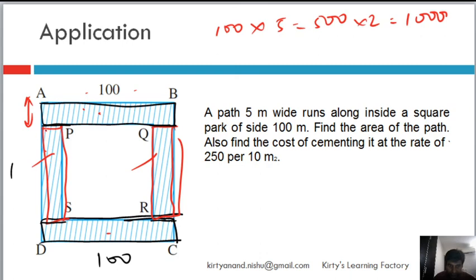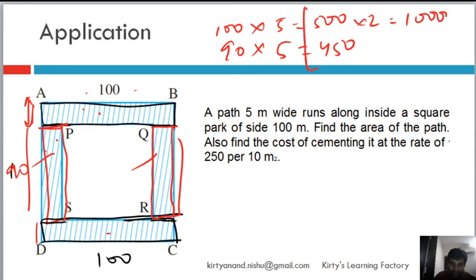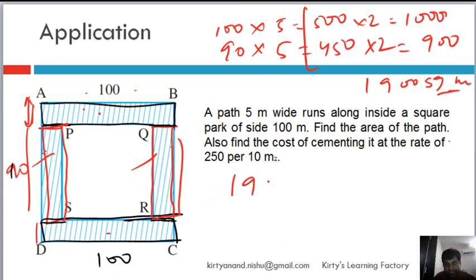This rectangle, what is the length? 100 minus 5 minus 5. So this is 90. And what is the breadth? 5. 450. Again, there are two such rectangles. I will multiply by 2. It is 900. What is the area? 1900 square meter. Please do not forget the unit. Don't be clumsy like me. 1900 meter square.